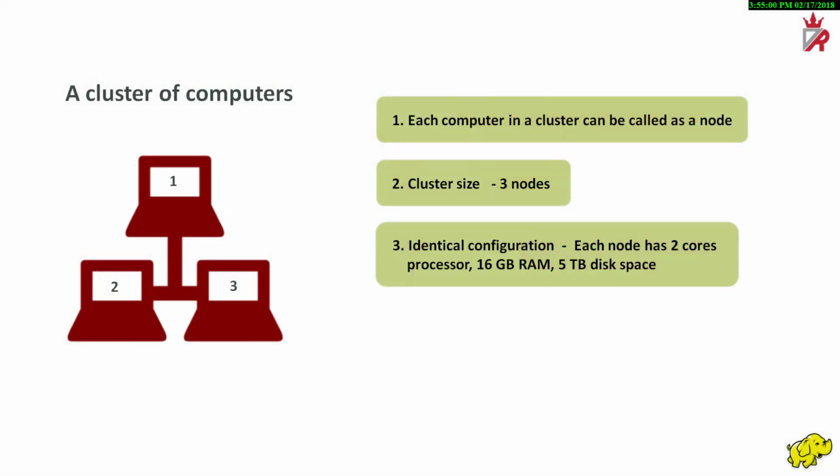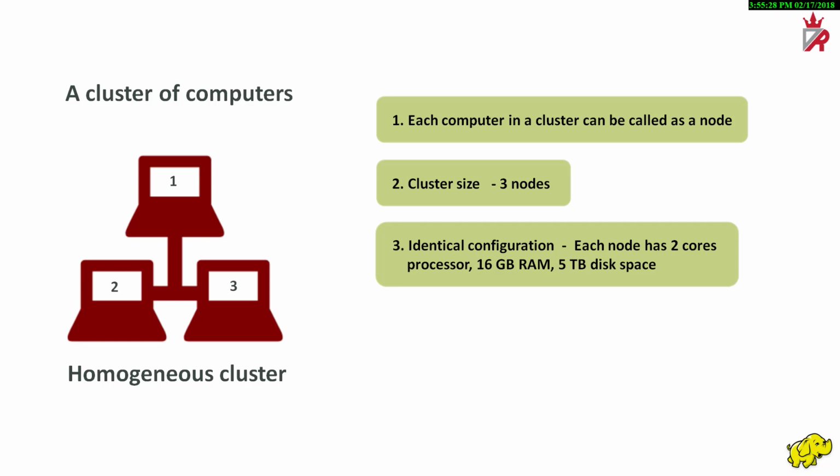Let us have a look at the cluster configuration. It is a 3 node cluster. All the 3 nodes are identical to each other in configuration, that is, in terms of number of processors, memory, and disk space. The nodes of a cluster are connected to each other through fast local area networks, with each node, that is, each computer used as a server, running its own instance of an operating system.